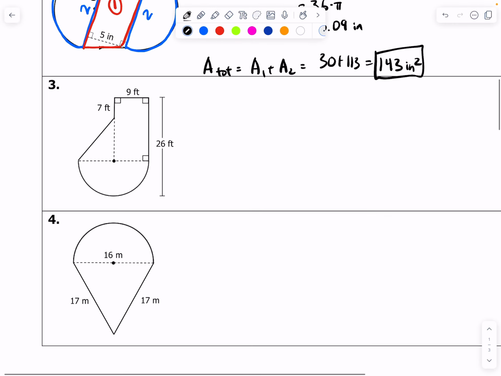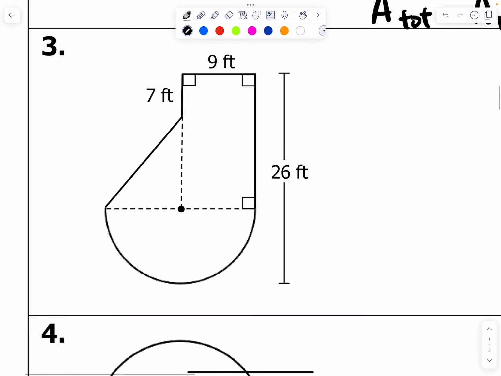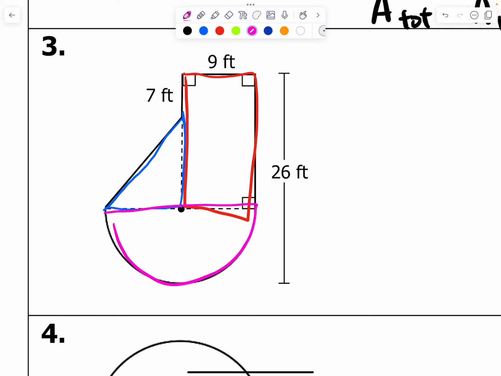All right, figure 3 should be pretty easy, but I'll walk us through it just in case. You can try it. If I were you, I would split it into 3 shapes: 1, 2, and then 3. Be careful, this 7 is only from here to here. That means you need to be able to tell me what this radius is, which some of us can tell. It's getting a little messy. And then you should be able to tell me how tall this is.